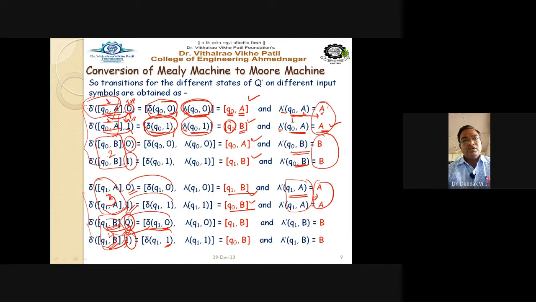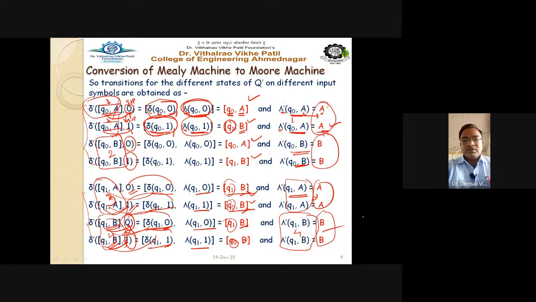And the Q1 is as it is, Q1, Q1, Q1. So delta Q1 0, delta Q1 1, delta Q1 0, delta Q1 1. This may be repeated, and you are getting Q1, Q0, Q1, Q0, and lambda Q1 0, lambda Q1 1, lambda Q1 0, lambda Q1 1, B, B, B, B in both the cases because it is given in the transition table. And finally Q1B, that is the fourth state, and the output associated is capital B, right?